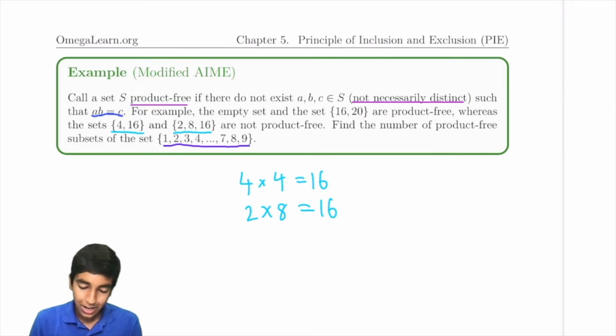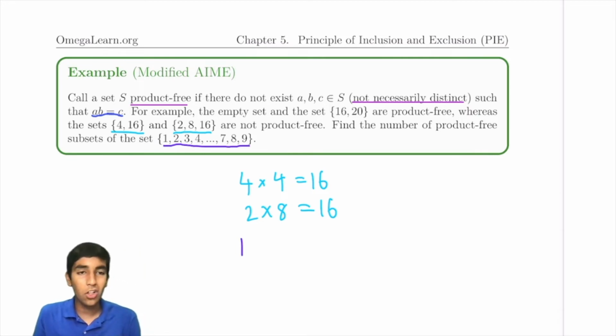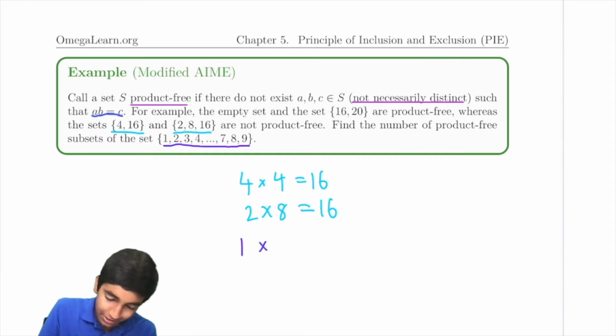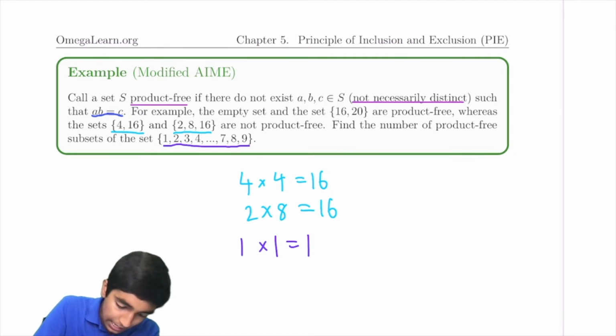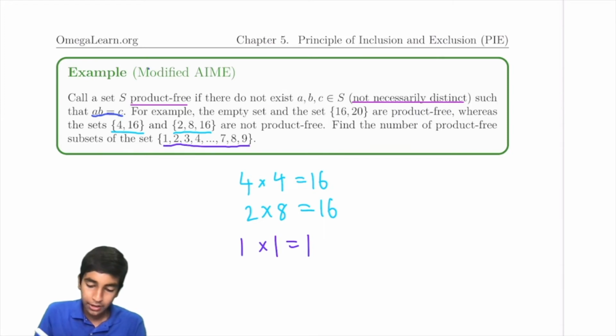So let's first take a look at all of the sets that contain 1. I mean, after all, let's say we have 1. Can we even have 1, first of all? Actually, it turns out no sets are possible with 1. Why? Because 1 times 1 equals 1. And in the problem it says a, b, and c don't have to be distinct. And 1 does not have to be distinct from the other 1.